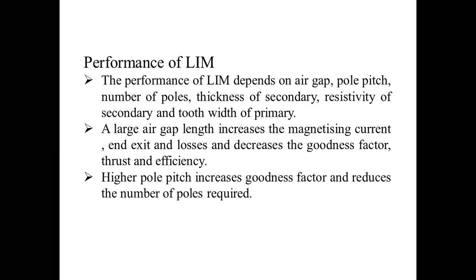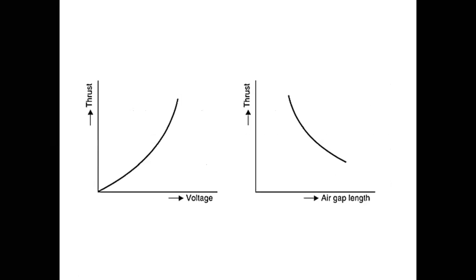Next, the performance of the linear induction motor depends on the air gap, pole pitch, number of poles, thickness of the secondary, resistivity of the secondary, and tooth width of the primary. These are the factors on which the performance of the linear induction motor depends. It majorly depends upon the air gap value first. Yes, we will consider that one in the graph.